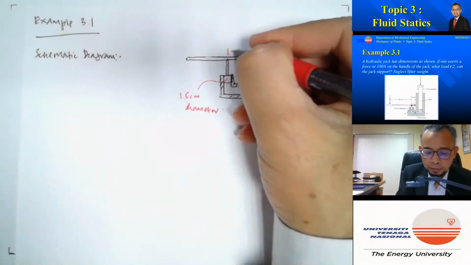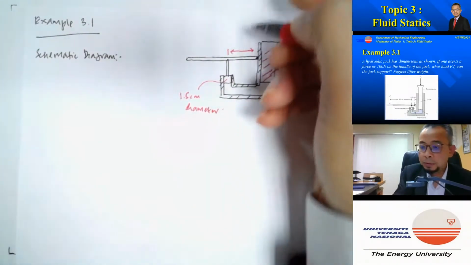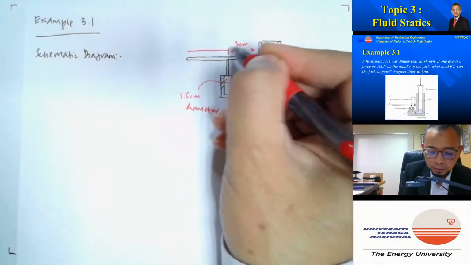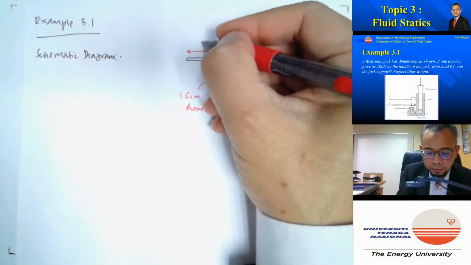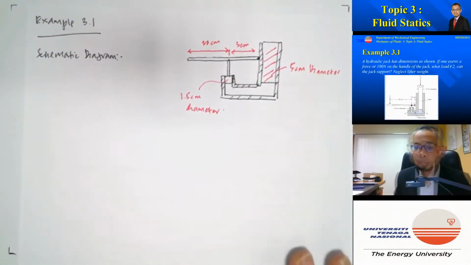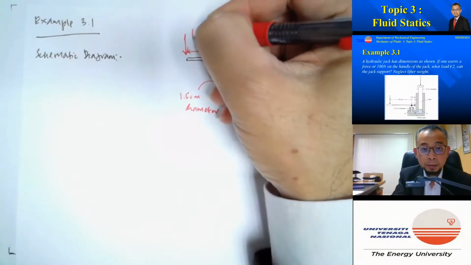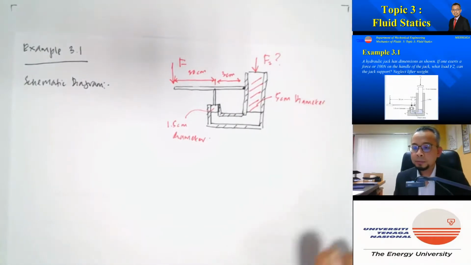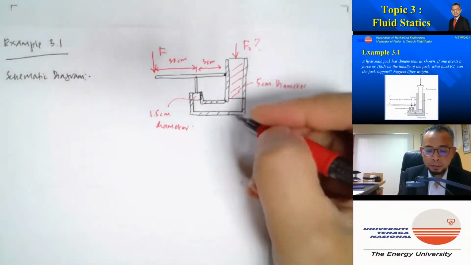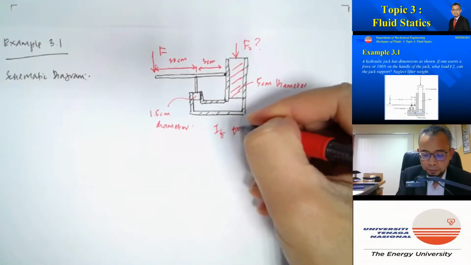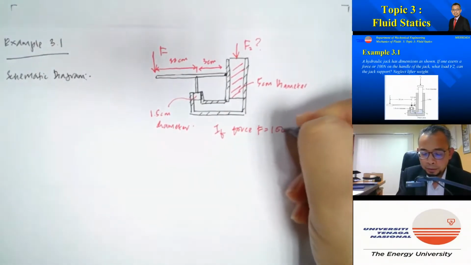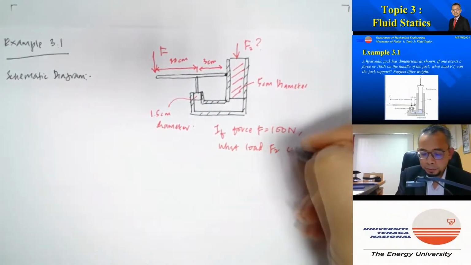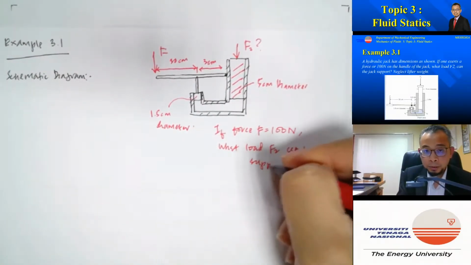And given that the distance from here to here is 3 centimeter, then from here to here is 30 centimeter. And the force F is applied here. And this is the load F2 that we want to calculate. So the question says that if force F is equal to 100 Newton, what load F2 can be supported?